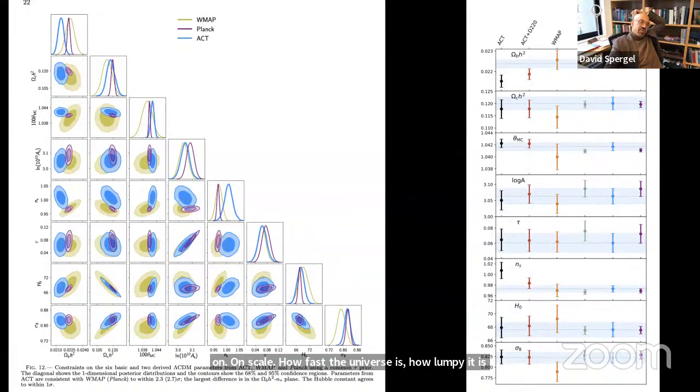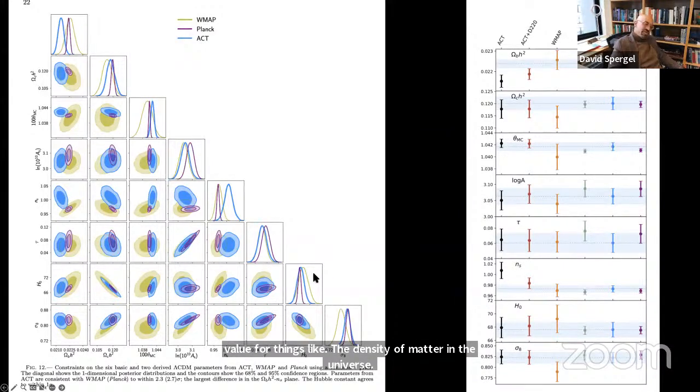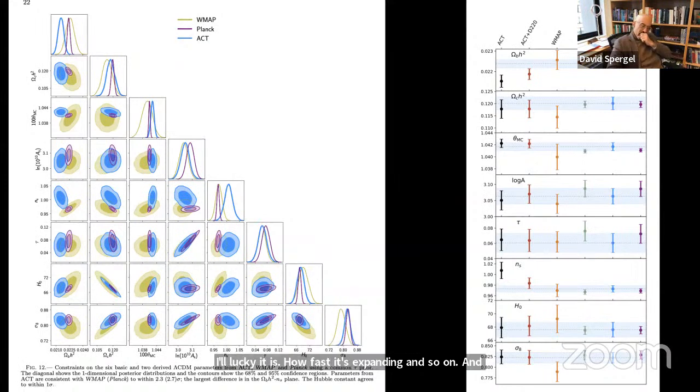And what you see here in these different colors are measurements from the WMAP data, the Planck data, the ground-based ACT data, and you should see that the basic parameters are really consistent. And these 1D plots shown on the edge shows what happens if you marginalize over all of the other parameters to get a 1D likelihood and get the best determined value for things like the density of matter in the universe, how lumpy it is, how fast it's expanding, and so on. And this shows both the 2D projections of the likelihood and what happens when we do marginalization.